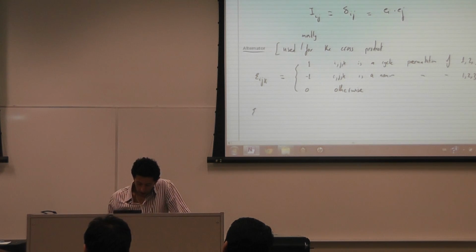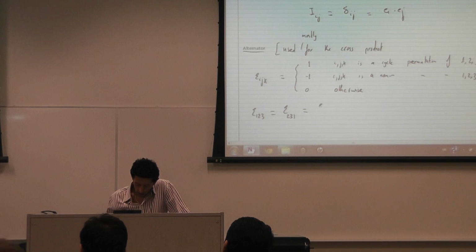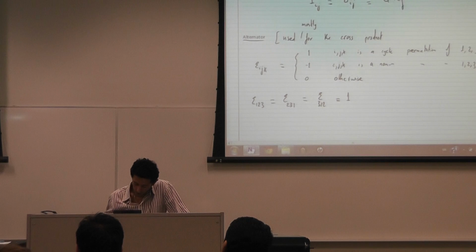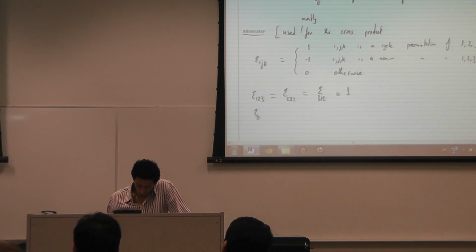So for example, epsilon 1, 2, 3 is equal to epsilon 2, 3, 1 is equal to epsilon 3, 1, 2 is equal to 1. Epsilon 2, 1, 3 is equal to epsilon 1, 3, 2 is equal to epsilon 3, 2, 1 is equal to -1. Epsilon 2, 2, 1 is equal to epsilon 1, 1, 3 is equal to epsilon 2, 1, 2 is equal to 0.